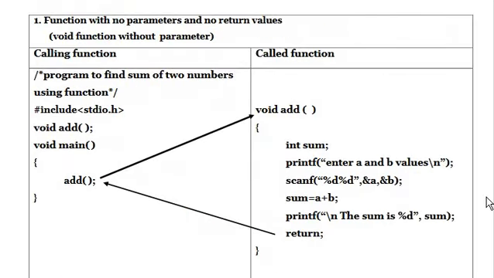So we have 4 prototypes: functions with no parameters and no return values. This is prototype 1. Look at the example.